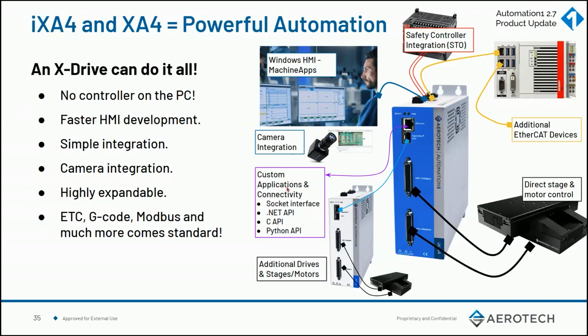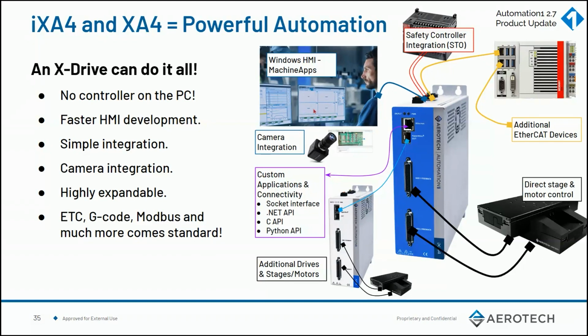The regular XA4 cannot run the motion controller, but it can control two axes of servo motors. You can connect a PC to an iDrive. Now that PC does not need to run the real-time operating system for the Aerotech controller. That controller, again, runs on the iDrive. But you still can create a custom Windows application with MachineApps and connect to the iDrive and control your application with an Automation1 HMI tool. You can connect a camera to your PC and look at that camera through a Windows HMI MachineApps application.